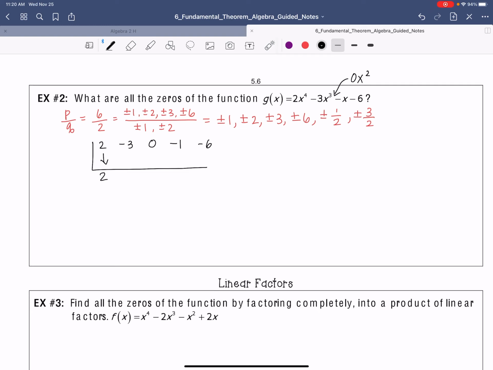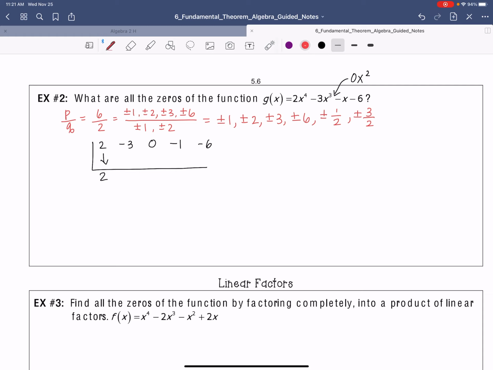Then I just start in order. I start with 1. So 2 times 1 is 2. Add those together, I get -1. -1 times 1 is -1. That gives me -2. This is not going to give me a remainder of 0, so this is a dud. We're going to go ahead and erase it. And remember, it'll be nice if you are using that pen. You can just erase right over it.